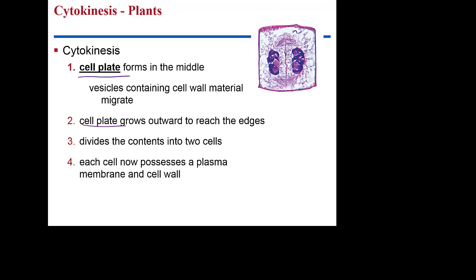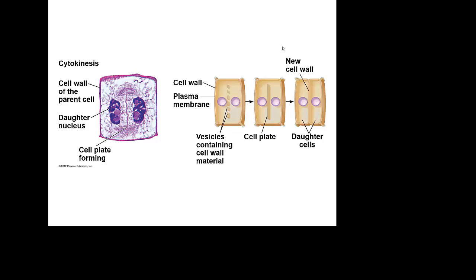The cell plate will actually start building from the middle and eventually divide this cell in half, so that each new cell will have cell wall and plasma membrane. Now, in this process, we look at this cell. These two new daughter cells are going to be smaller than the original parent cell because this cell wall has kept them from growing too much larger during this process, and we kind of keep dividing until we get these smaller cells.